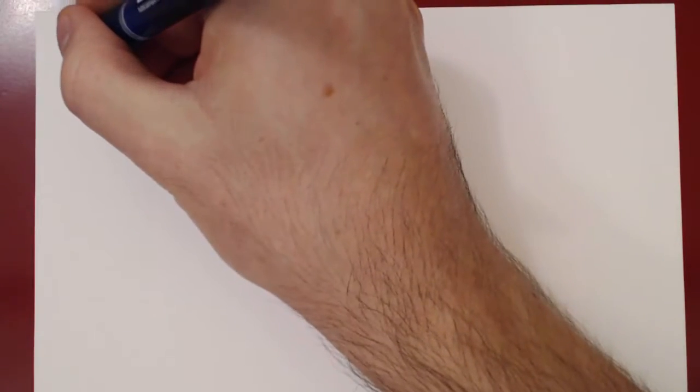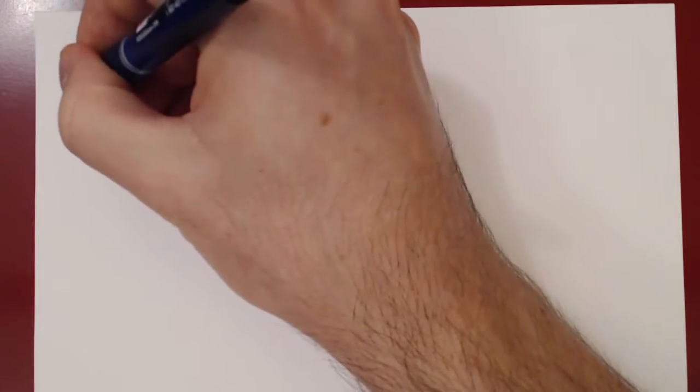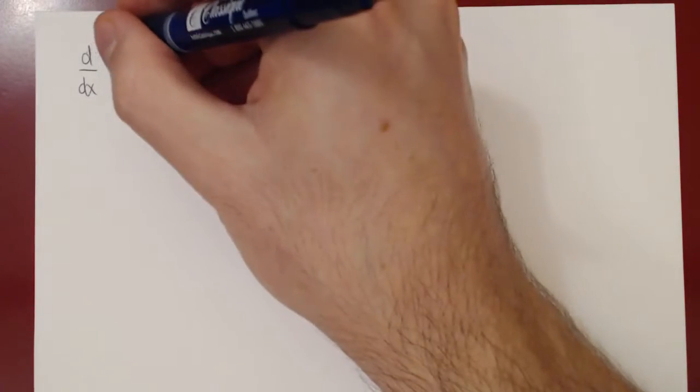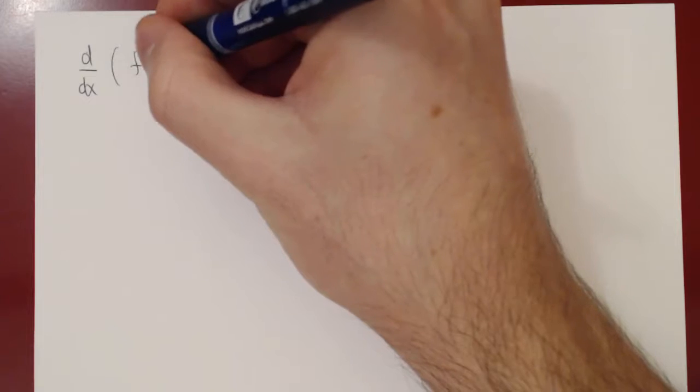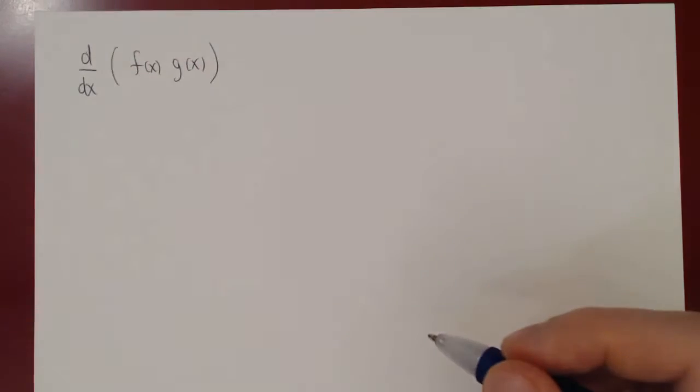Okay, so in this video, we will be looking at how the derivative behaves over a product of two functions and a quotient of two functions. Let's start with the product. Suppose we ask, what's the derivative with respect to x of a product of two functions? Therefore, f of x times g of x.